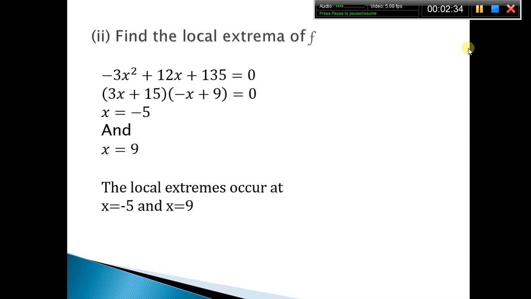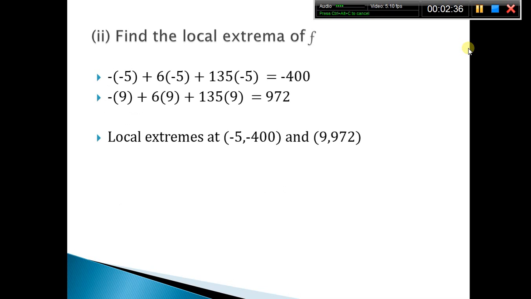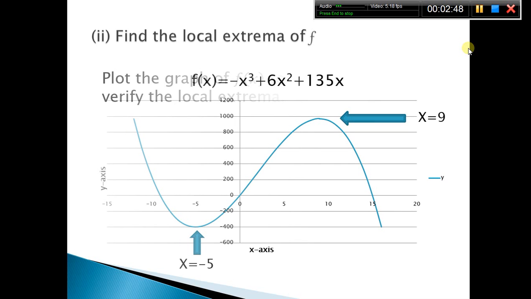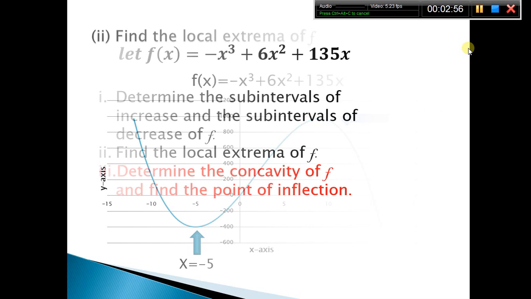We sub these values into our original equation to get the corresponding y values at these points. This gives local extrema at (minus 5, minus 400) and (9, 972). Now we plot the graph of the function to verify the local extrema, and we can see clearly that the two local extrema do in fact occur at these points. Now on to the final part of this question.